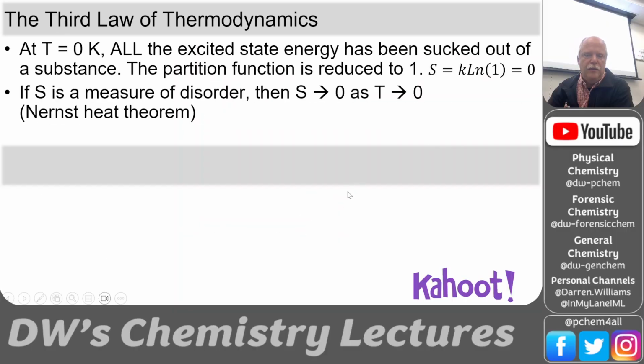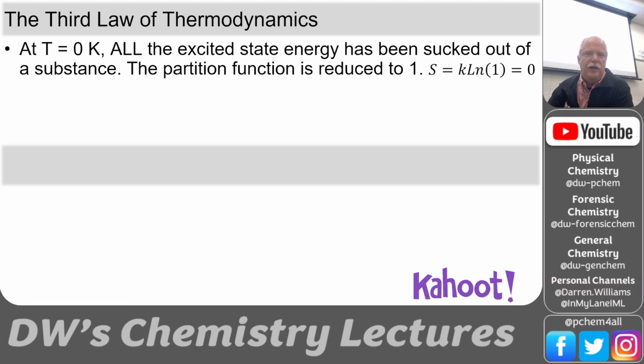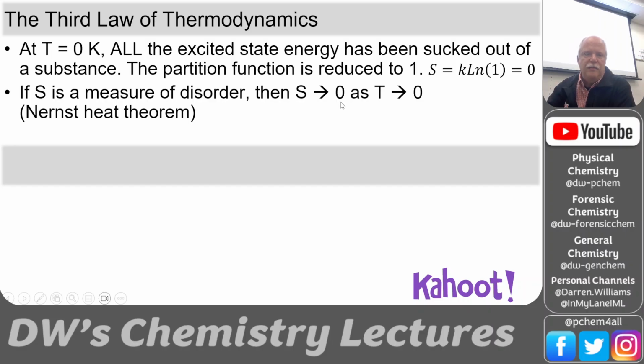Okay, so then at 0 Kelvin, here's the third law of thermodynamics. At 0 Kelvin, all the excited state energy has been sucked out of the system. We can really understand that with Boltzmann's distribution, right? We were always using kT in the denominator, but if that T is 0, we have e to the minus infinity, and the entropy was the minus log of that, Q, and so on. And so the natural log of 1, that ground state Q, is 0, so the entropy is 0 at 0 Kelvin. Again, if this is a measure of disorder, then S goes to 0 as T goes to 0.